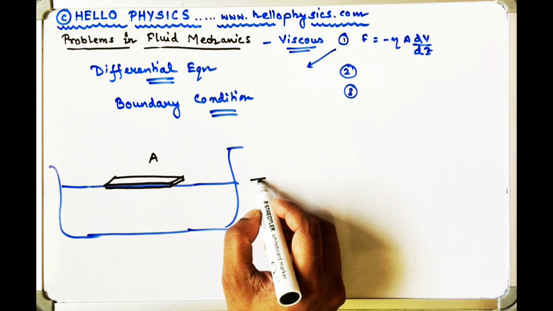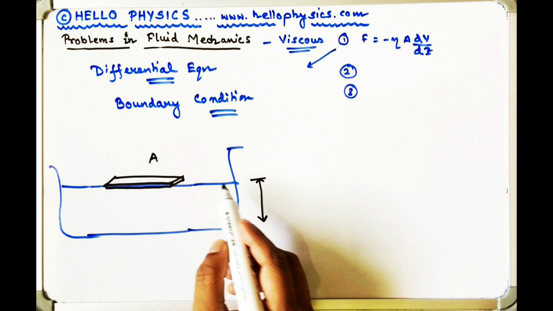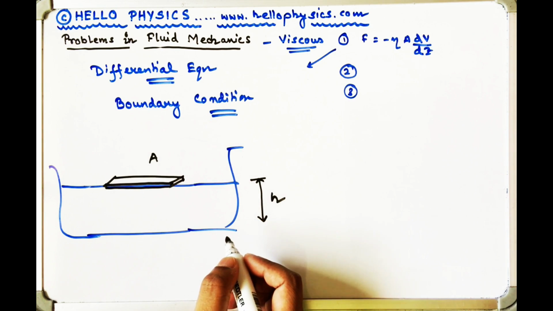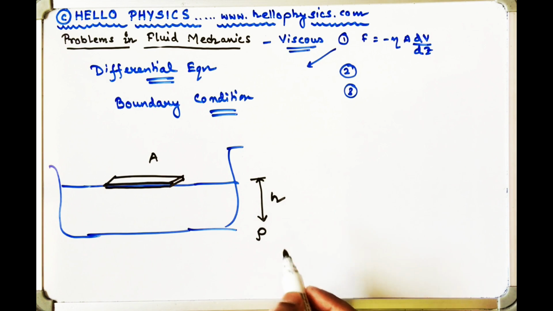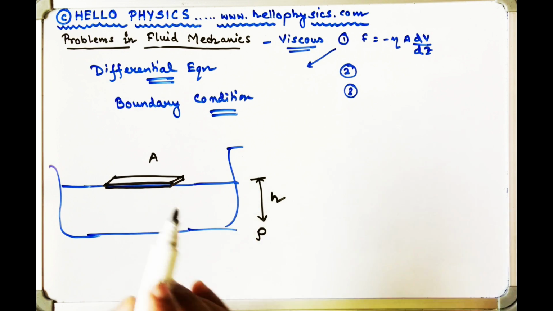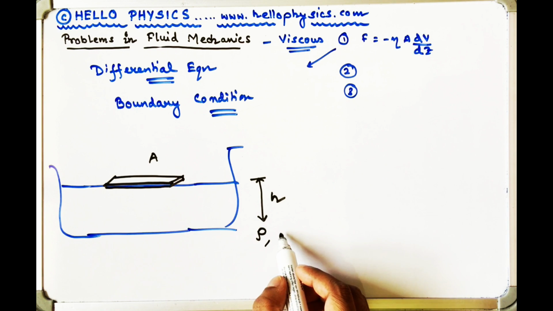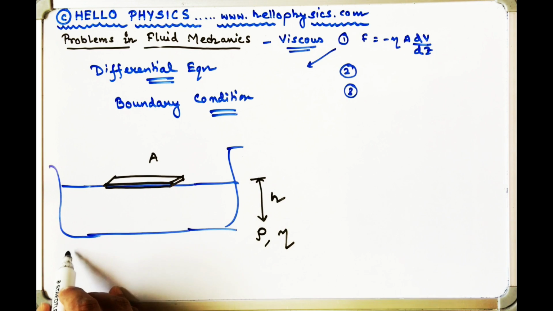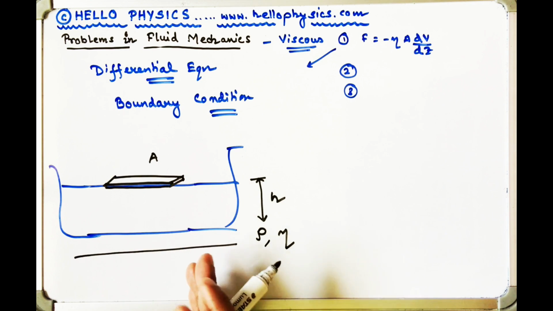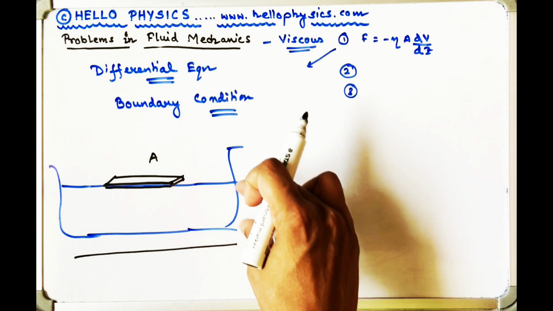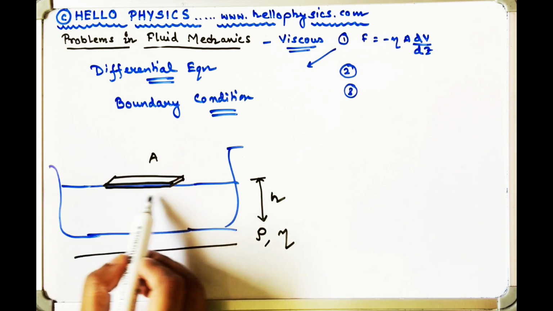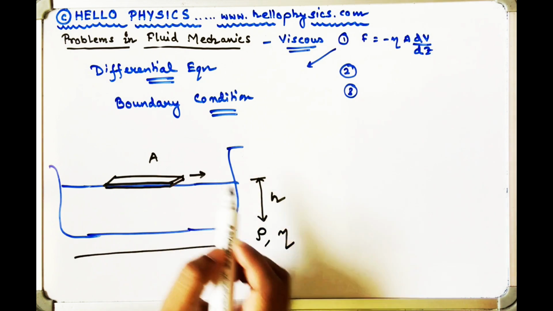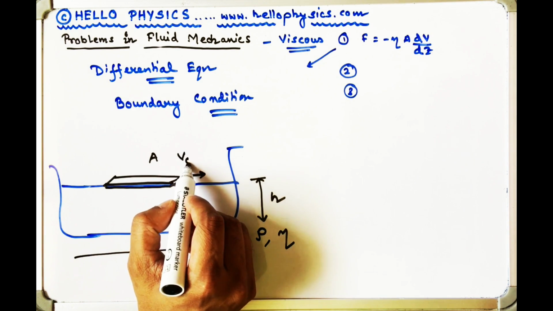Now, the depth of the fluid within the container, this height basically, is equal to H. The density of this fluid is, let's say, rho. This fluid is viscous. The viscosity of the fluid is, let's say, equal to eta. Remember that the length of the container is much longer compared to its height and the size of the board that I am moving. Now this board is moved on the surface of the fluid with a velocity of, let's say, v0.